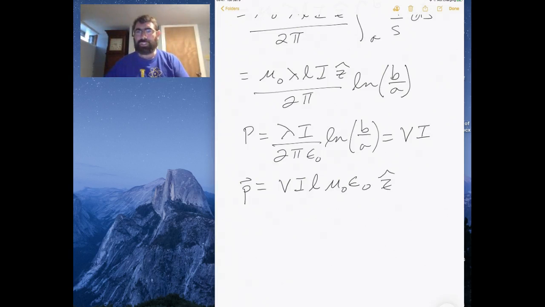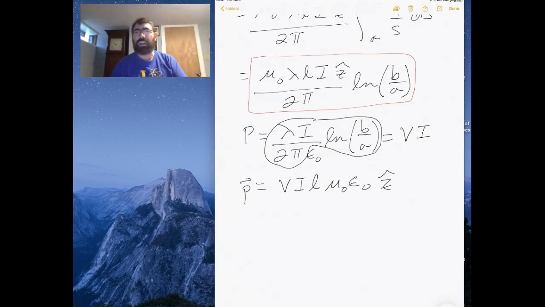Okay, so essentially everything in here, this stuff, is all VI. So I just have to replace that in the momentum equation above, right here, with VI times epsilon naught. Okay, so that makes it an even easier equation to see.